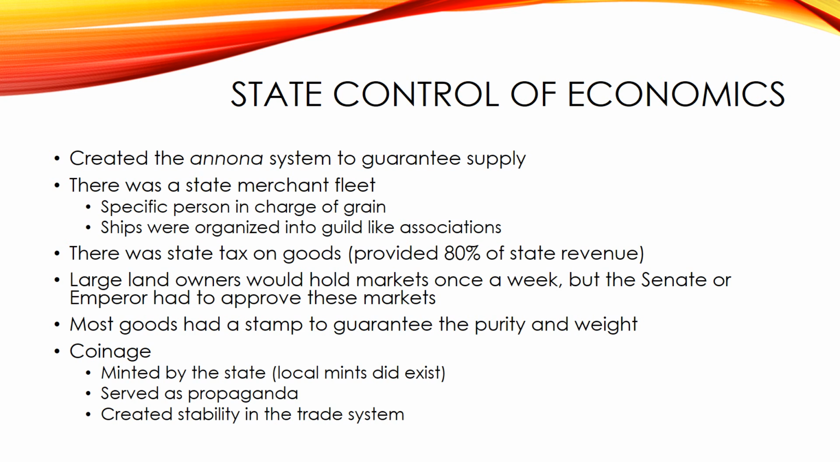Coins were minted by the state. Local mints did exist, but those local coins were always valued based on the Roman denarii. So the coinage also served as propaganda, as obviously the emperors would put their face on these coins, and the local governors would sometimes end up on the coins. And again, this standardization of coins for weights and measures creates stability within the system.